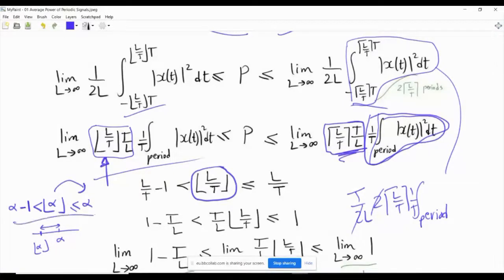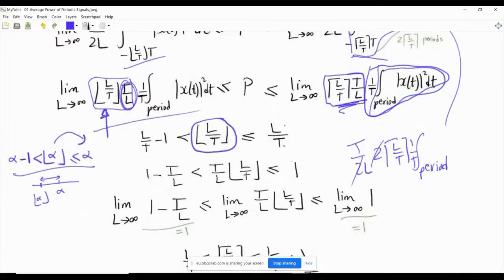So using this inequality for the floor, we can write that the floor of L over T, again, is upper bounded by L over T, but it's lower bounded by L over T minus 1. And then you multiply by T over L, which we have here and there. So this is the T over L. And so now the upper bound becomes 1. And if you take the limit as L goes to infinity, that's the constant sequence of 1s. So its limit is 1.